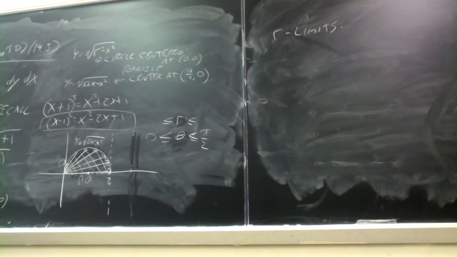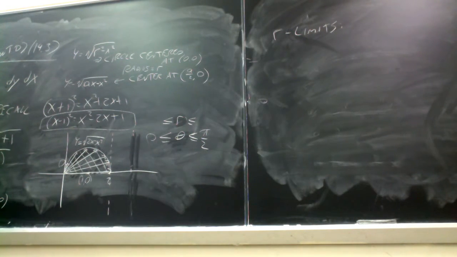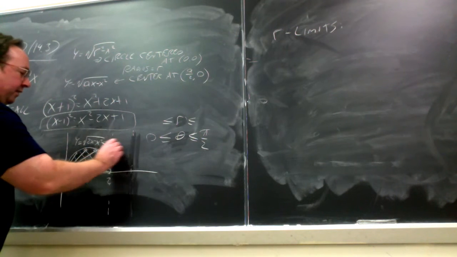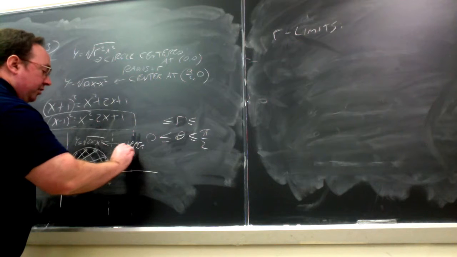until eventually when theta becomes close to pi over 2, you're not going out very far at all. But the reason for this picture, this is why doing this exercise here is important, it tells you which piece of information is pertinent to getting the limit. It's this one, because it's this curve, y is square root of 2x minus x squared, that tells you what your upper r limit is going to be.